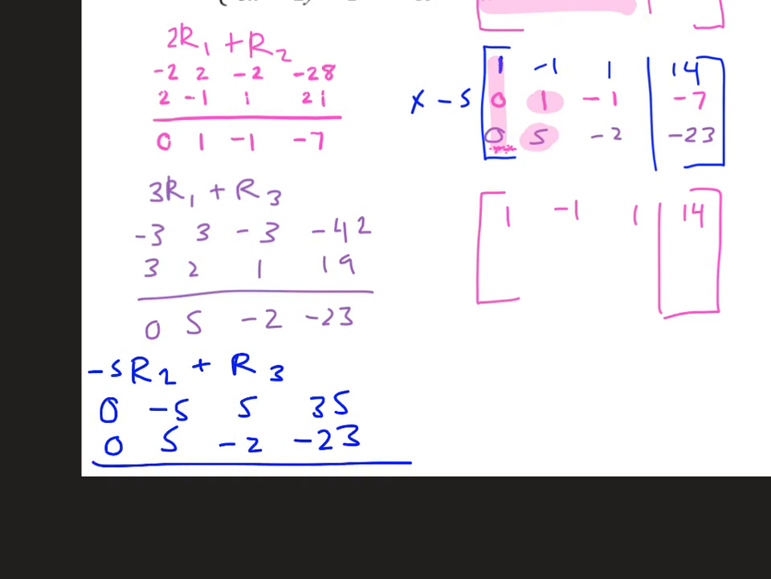So 0 plus 0 is 0. -5 plus 5 is 0. 5 minus 2 is what? 3. And 35 minus 23? 12. So my new third row is 0, 0, 3, 12.